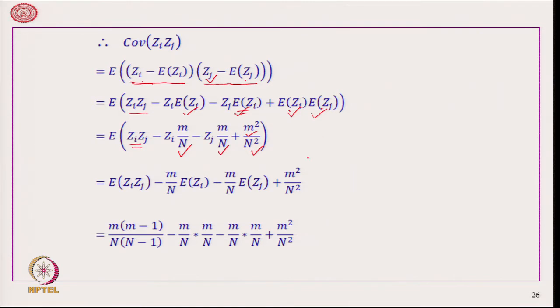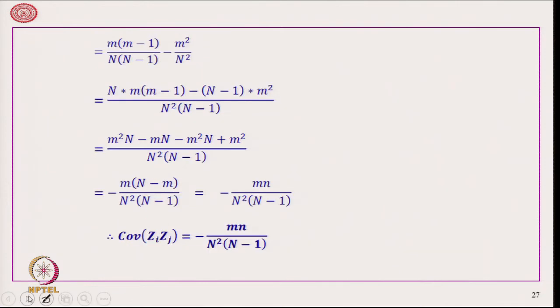Now, by linearity of expectation, this is equal to expected value of Zi Zj minus m by n times expected value of Zi minus m by n times expected value of Zj plus m square upon n square. This we have already calculated. So, this is coming out to be m square upon capital N square with a minus sign, plus m square upon capital N square, which is equal to m into m minus 1 upon n into n minus 1 minus m square upon n square. Let us now expand them.